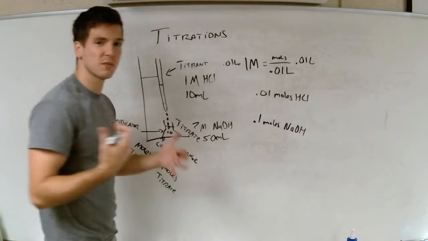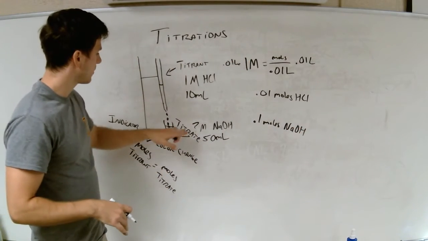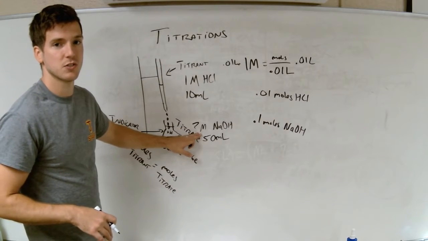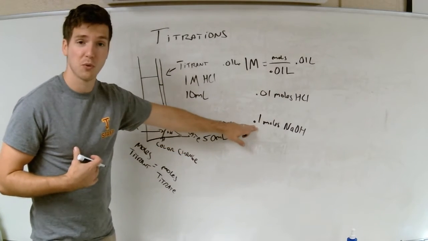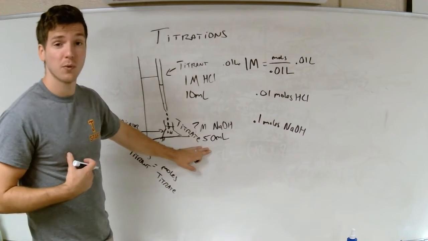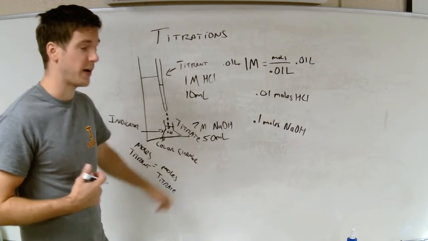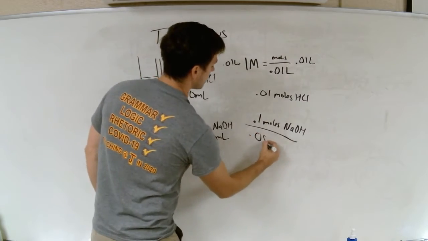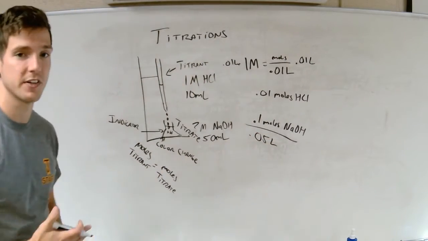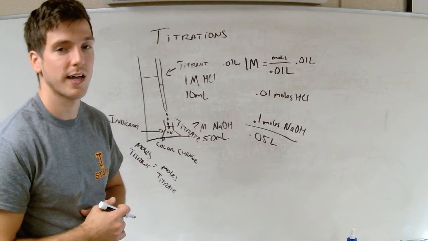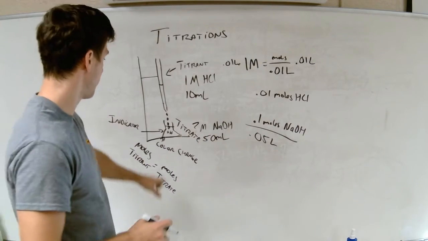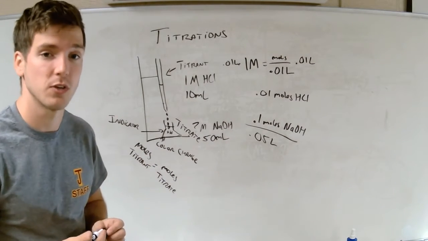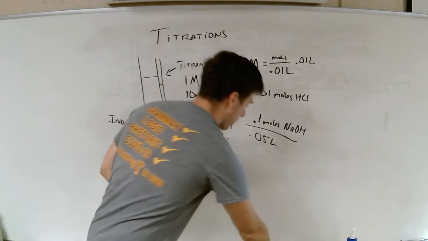And remember, the ultimate goal of this titration was to figure out the concentration of NaOH. Well, I have moles of NaOH. I know my volume of NaOH, my initial volume, which is 0.05 liters. Hey, I could figure out my initial concentration of NaOH, right? Before I added any acid, I could figure out the initial concentration. So I take the moles divided by 0.05.